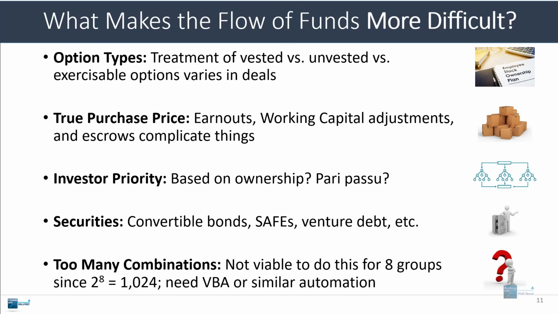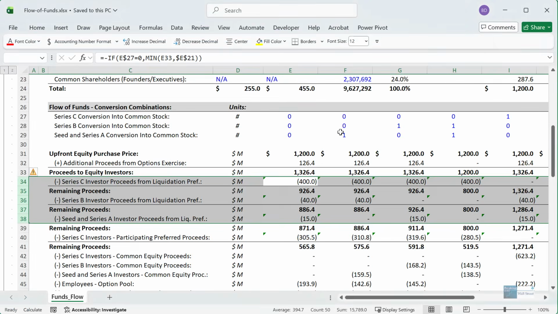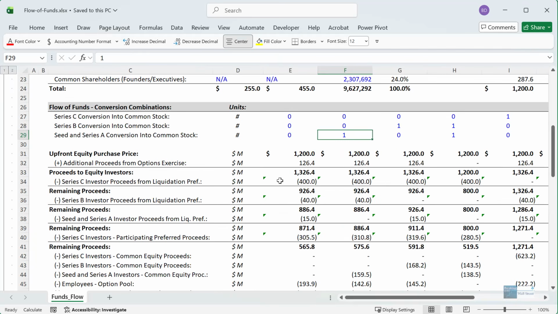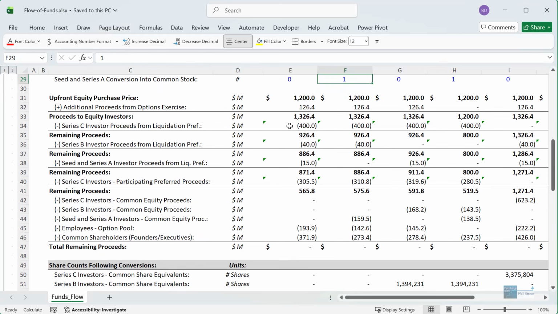And then finally, if you think about it, if we had 8 groups here, we'd need to create 1,024 columns because there are 2 to the 8th different combinations. At that level, we can't really do this in Excel. We'd need to use VBA or code or something else to automate the process. So something like this is really only viable if you have something like 8 columns or 16 or 32 columns. Once you go beyond that and you start getting into thousands of columns, this approach is not viable and you'll have to do something else to figure this out.